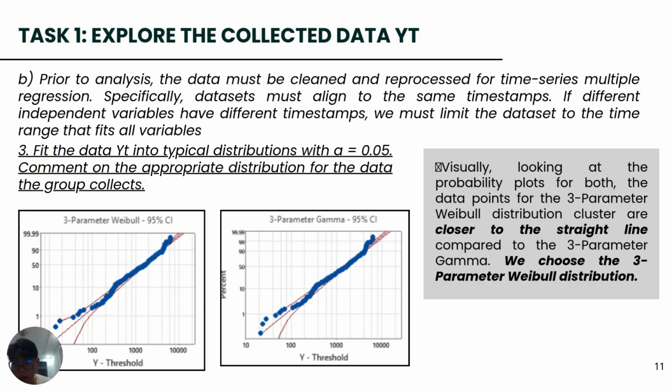So to confirm the decision, we look at the probability plots. So please look at the graph. We can see that the blue data points for the 3-parameter Weibull cluster closer to the straight red line compared to the gamma distribution. Therefore, we choose the 3-parameter Weibull distribution as the best fit for our data. That's the end of task 1.